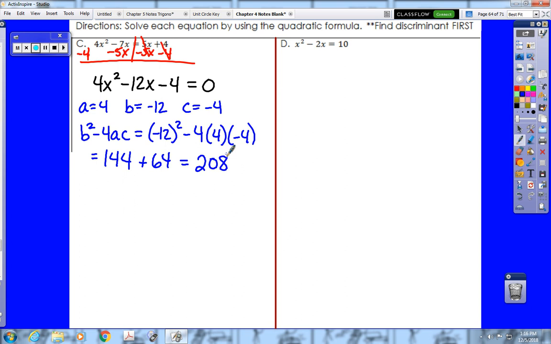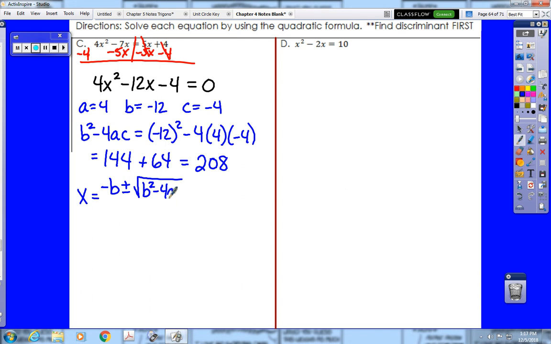All right, so we then plug into our quadratic formula, -b plus or minus the square root of the discriminant, all over 2a. Again, the opposite of b would be +12, because it's -12 up here, so it would be +12 down here, plus or minus the square root of 208 divided by 2 times 4. So x is 12 plus or minus the square root of 208, which does reduce.